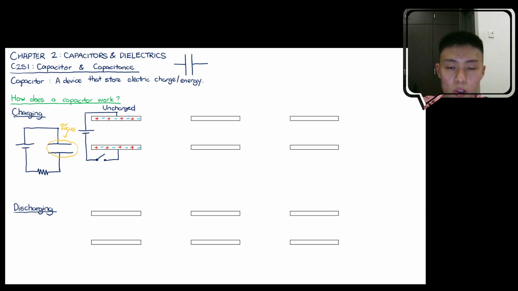So if you look solely at one single plate, the number of positive charges and the number of negative charges are the same. If they are the same, you can call it electrically neutral. So the upper plate is neutral and the lower plate is neutral. Right now it is uncharged. There's no amount of charge being stored in it at all.